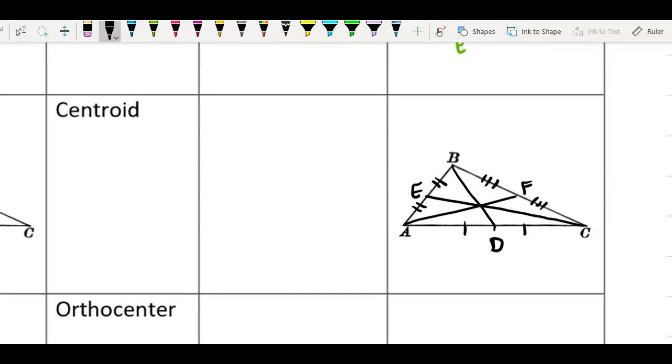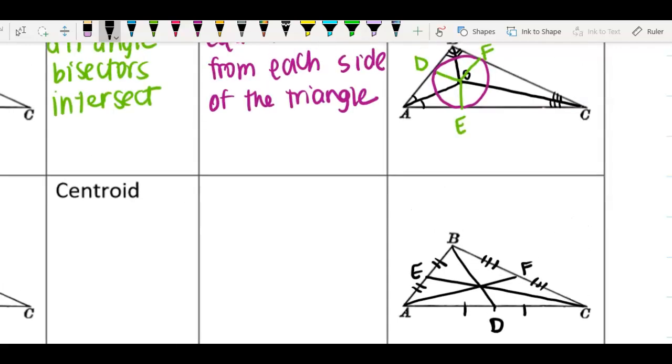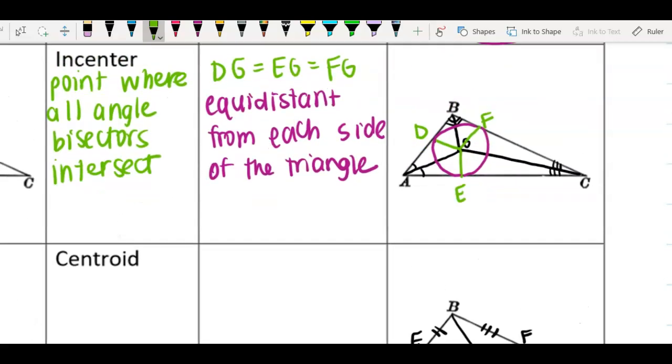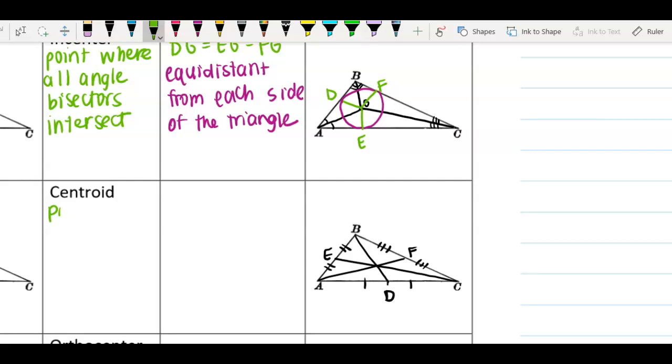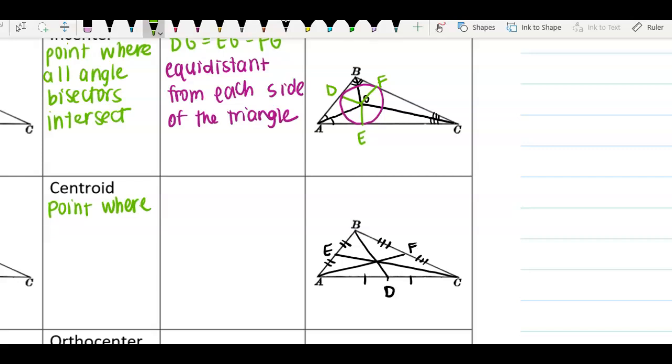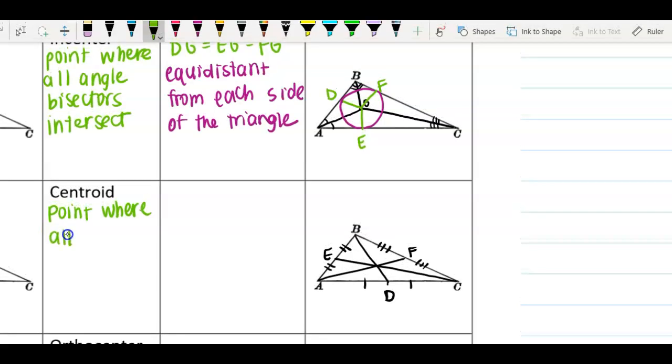So the trick to centroids, oh, I guess we should put the definition. This is the point where all medians intersect. And remember, that point where they intersect is really just called the point of concurrency. Instead of writing that big term out every time, we can just say where they intersect is fine with me.